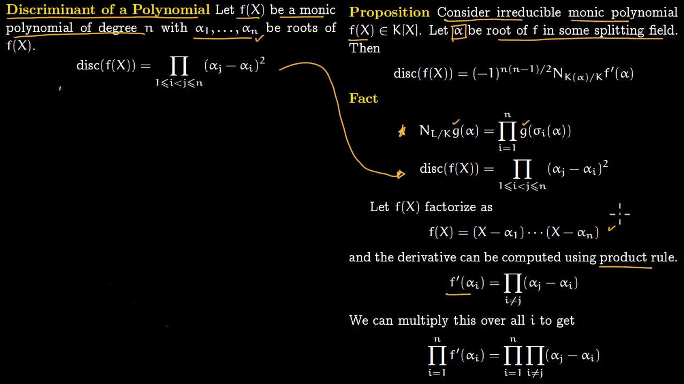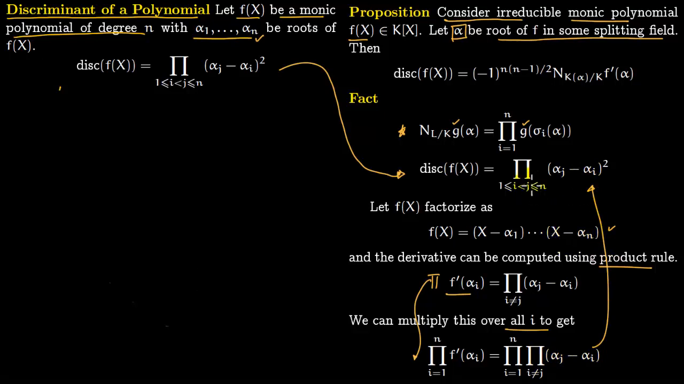So alpha I minus alpha I would be 0. So only this term would remain where I is not equal to j. So now we can multiply this over all I to get this product, I equals 1 to n, f prime. So we are adding a product here on this side, so this product also carries over to this side. So now from here we want to go here, because only then we can show the discriminant.